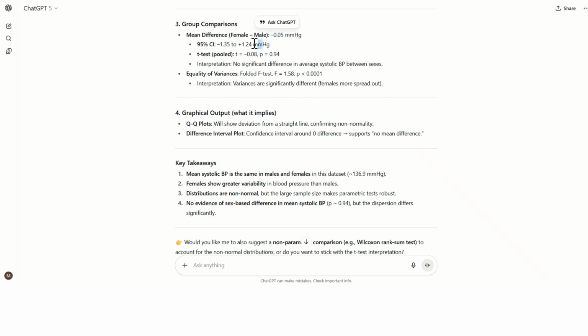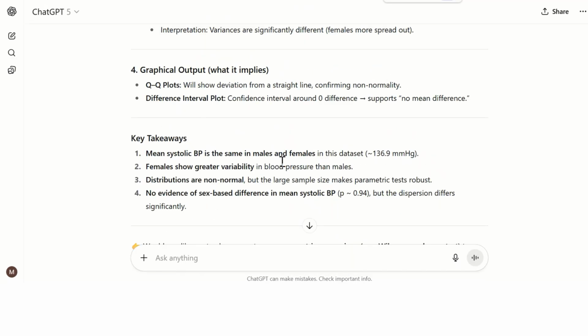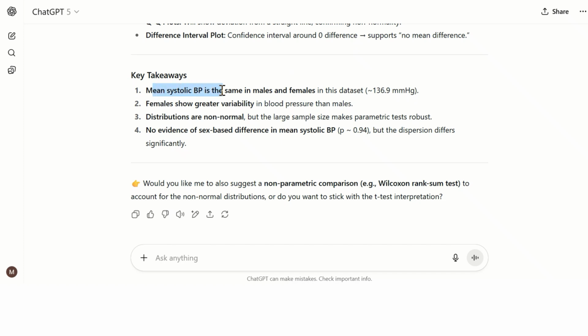Very small difference. And here is the 95% confidence interval, and we can right off the bat see that these values contain zero, meaning that the difference is not statistically significant. We also have the p-value here, which is above 0.05. So there is no statistically significant difference between the systolic blood pressure of males and females. And this is the interpretation by ChatGPT: mean systolic blood pressure is the same in males and females. Females show slightly greater variability, and so on.